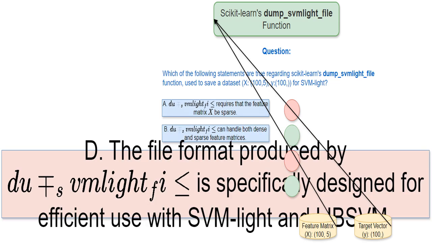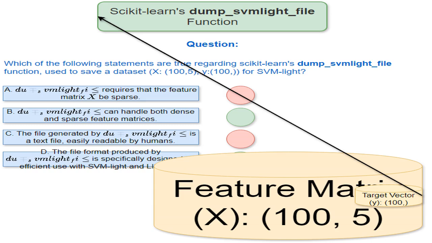You got it, excellent, that's the main purpose. It makes the data super efficient for those specific SVM tools. This tells us the size of the feature matrix, which is a fundamental part of our data. We have 100 samples or data points, and each sample has 5 features describing it.